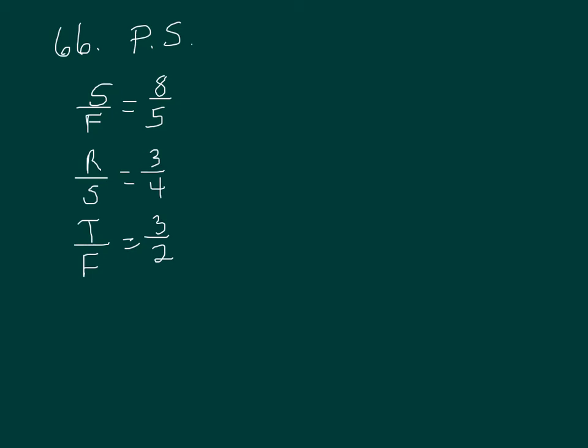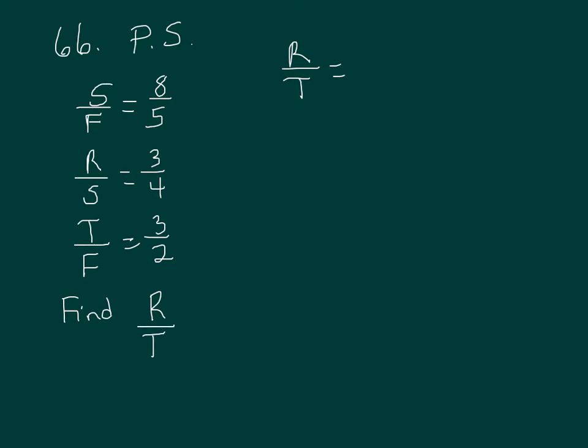Now, what am I trying to find? What is the ratio of the number of first graders, which is R, to the number of third graders, which is T? I'm trying to find R over T. So, let's figure out what R over T is. All right, well, where's R?